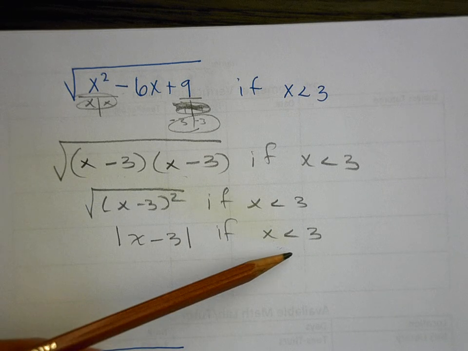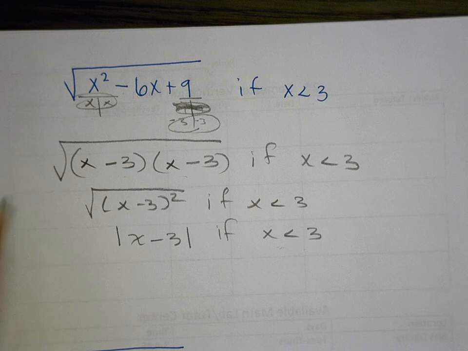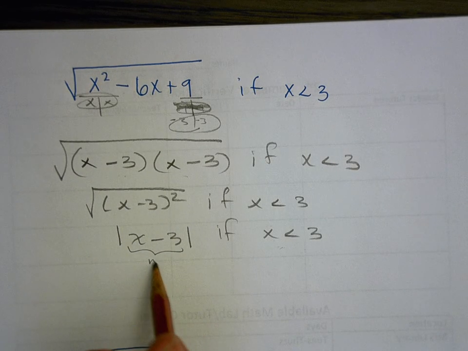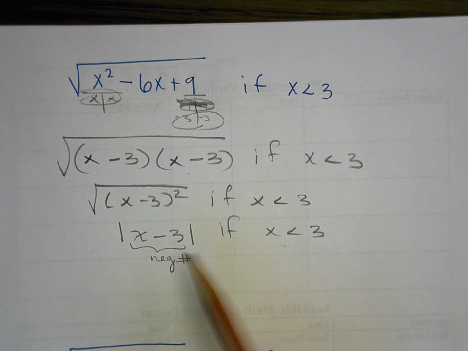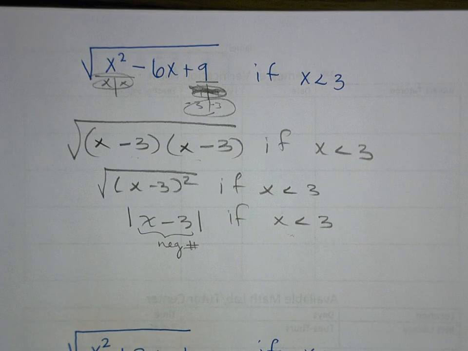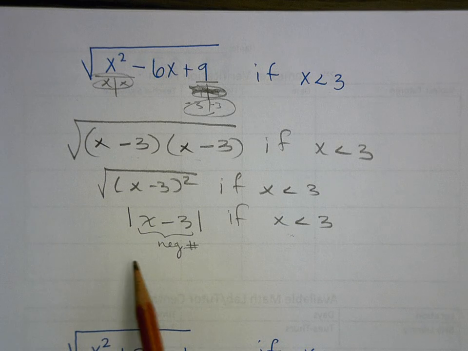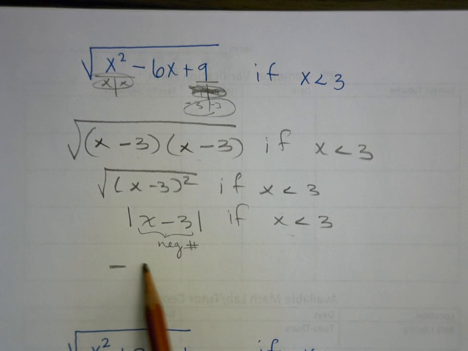So if I were to evaluate this at 1, for example, this would be a negative number, right? So any number I evaluate this with that is smaller than 3 will be negative. So I have one more step I can do to simplify. So then, if that's negative, I undo that by putting the negative here.